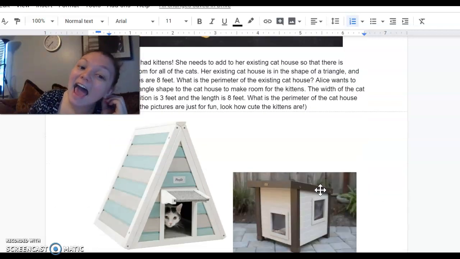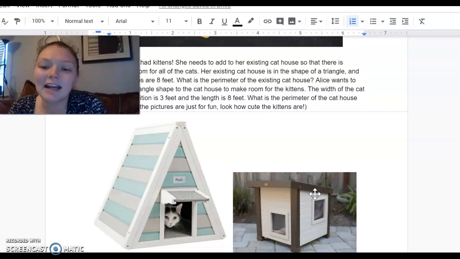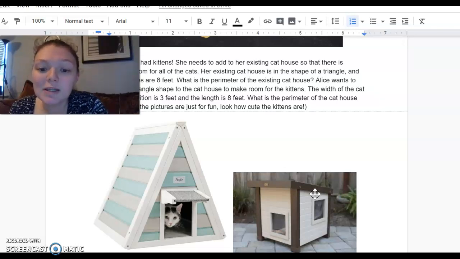Continuing! Alice's cat had kittens. Who's Alice? But I'm so happy for her. She needs to add to her existing cat house so that there is enough room for all of the cats. Sounds like Alice has too many cats, but we don't judge. Her existing cat house is in the shape of a triangle, and all the sides are 8 feet. What is the perimeter of the existing cat house?